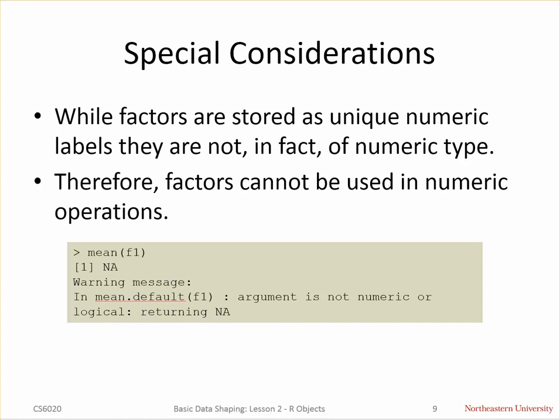So far we've talked about vectors and factors. We're going to go on in part 2 and take a look at data frames, one of the most important types, along with the data matrix. And then later on we're going to take a look at arrays and lists.